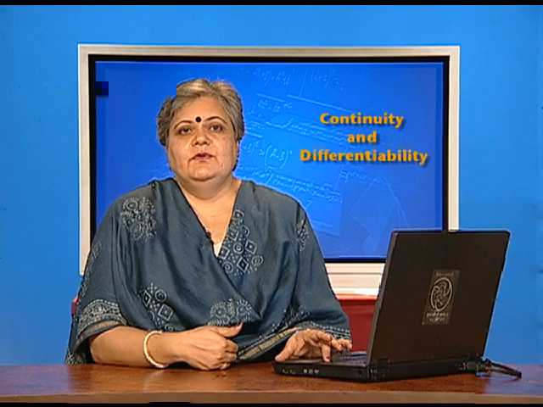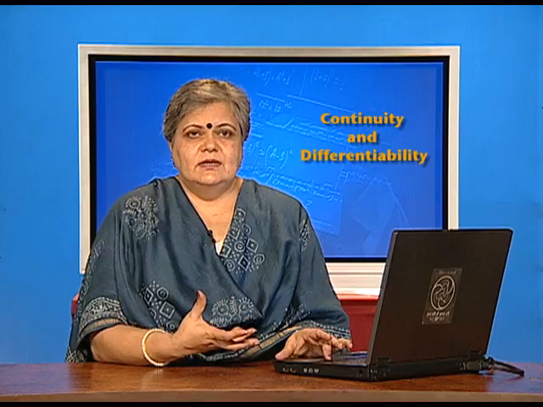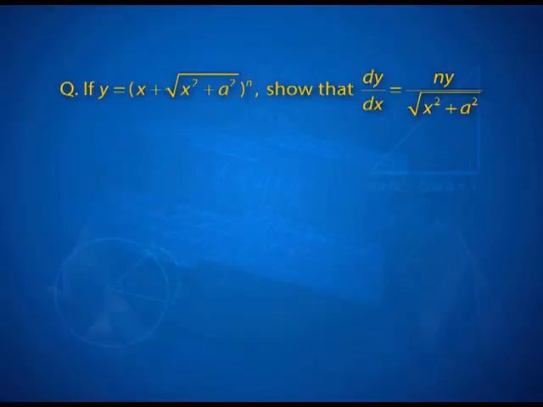Let us take a question where we have a little more complex composition. Here the question is, if y is equal to x plus root of x square plus a squared, raised to the power n, show that dy by dx is n times y by under root of x squared plus a square. If you see the function y here, do you observe that there is composition involved?